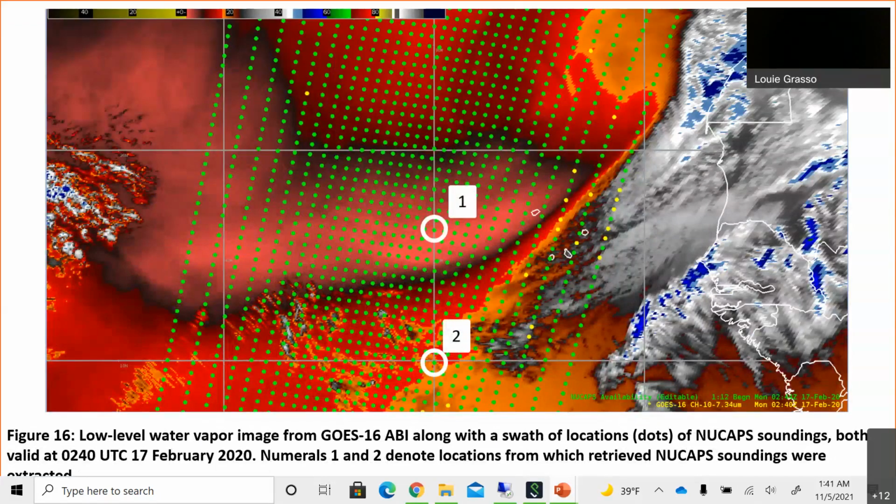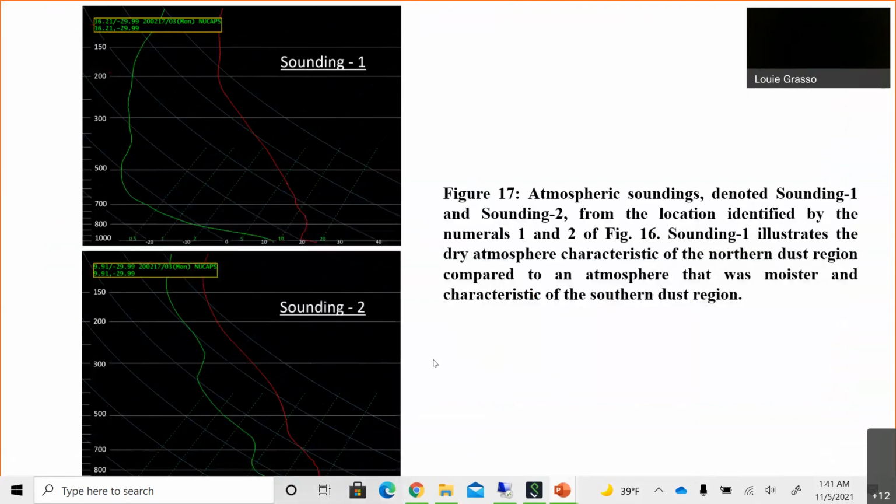Here, these green dots show where retrieved soundings can be acquired. We actually looked at quite a few retrieved soundings in through here, and they all look very similar. So I'll show one representative one at point 1, and we looked at several down here in the south, so I'll show a representative at location 2.